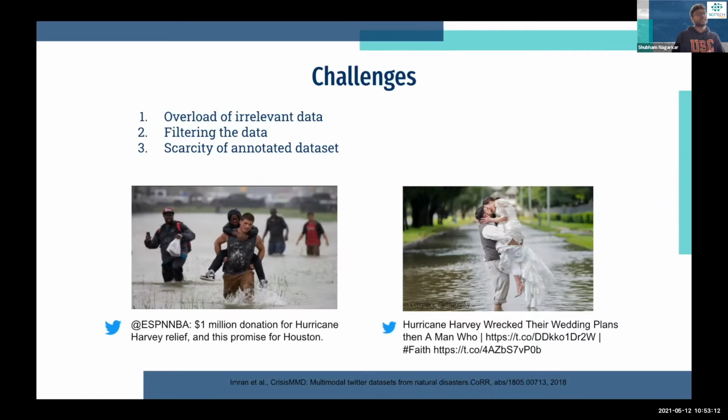This brings us to the second important challenge, which is filtering the data. By filtering, I basically mean classifying which tweet or which content is informative and which is not. The third important challenge is the scarcity of annotated data sets. Even though we have an overflow of tweets, only a fraction of it is annotated and actually important. That's why we're sticking with the one data set which is available, that is Crisis MMD.